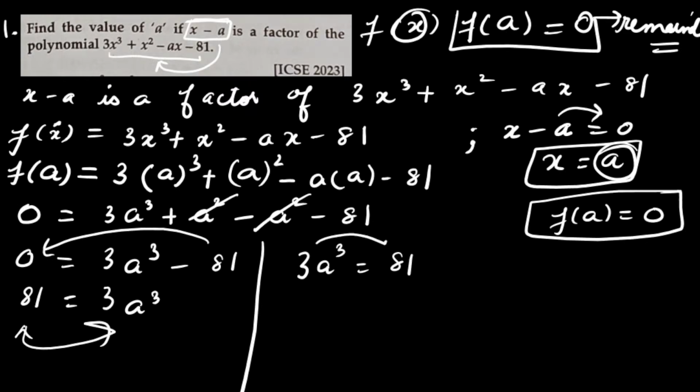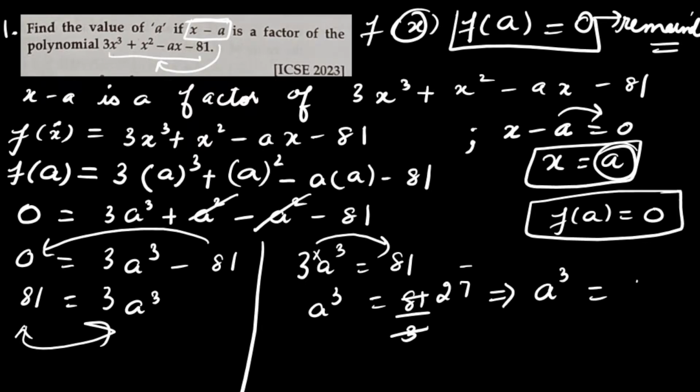Now let's shift 3 to the other side. So a cube is equal to 81 by 3. Here 3 is getting multiplied, and when we shift it to the other side, it will get divided. 3 into 27 is 81, which implies a cube's value we got is 27, and 27 we can write as 3 cube, because we know 3 into 3 into 3 is 27. So in place of 27, we can write 3 cube.